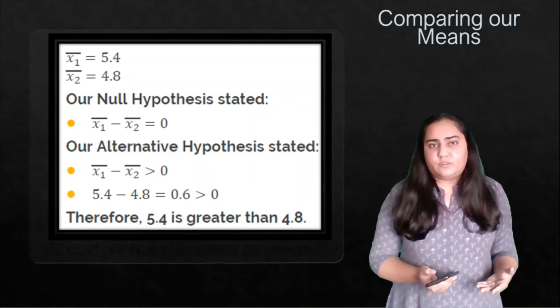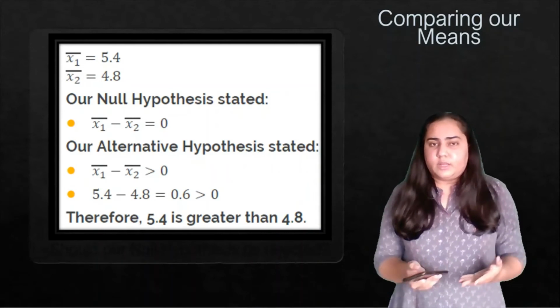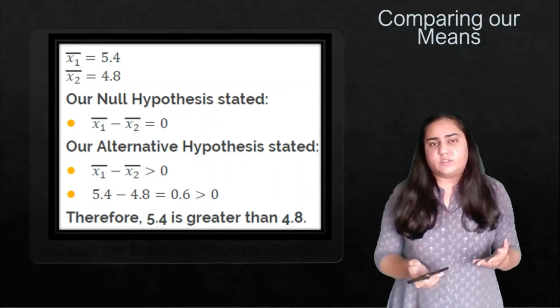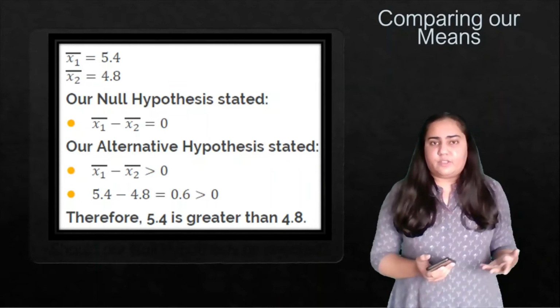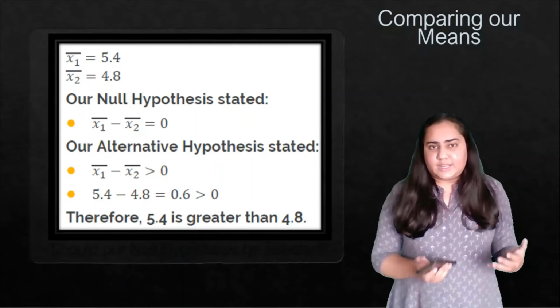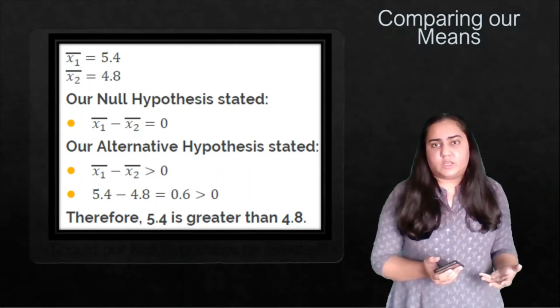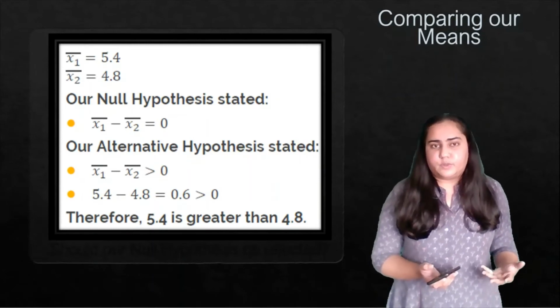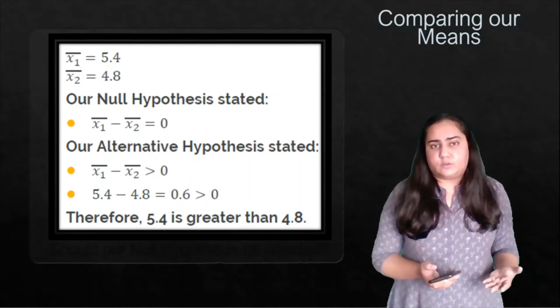Our null hypothesis stated that x̄1 minus x̄2 would be 0, because the null hypothesis said that the flu medication has no effect on how many days the volunteers are experiencing flu symptoms. So that's why the difference between those two means is 0.